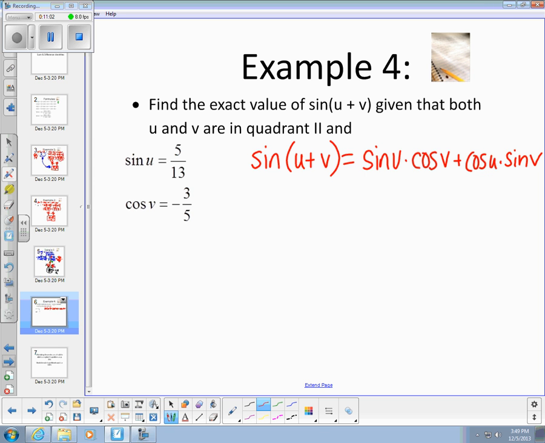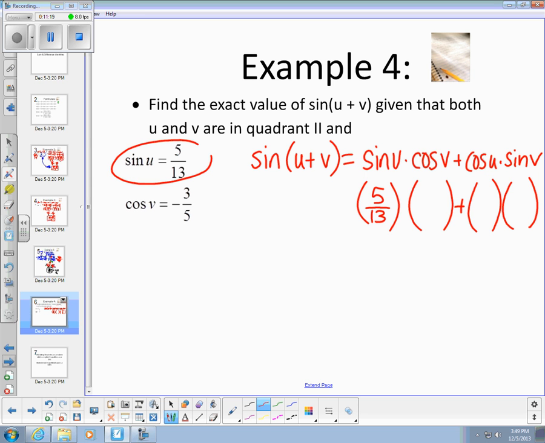Okay, now again, I don't have any angles to substitute for u and v. Okay, I do know what the sine of u is. It's 5/13. And they told us that the cosine of v was -3/5. Okay, now what I don't have, and I'm going to need to find, is cosine of u and sine of v. Okay, so to do that, we're going to have to draw some triangles.